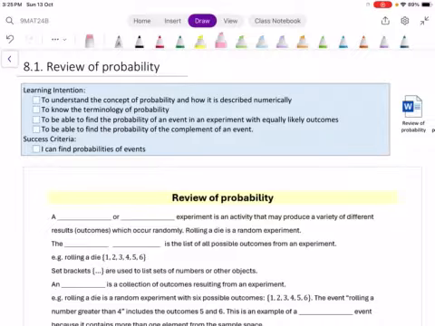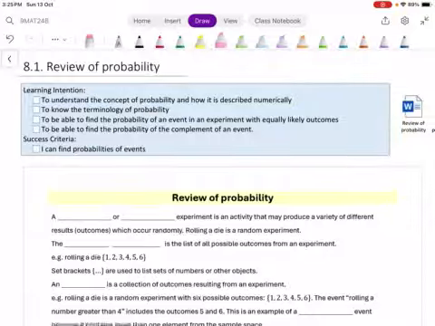So your learning intentions today are to understand the concept of probability and how it's described numerically, to know the terminology of probability, to be able to find the probability of an event in an experiment with equally likely outcomes, and to be able to find the probability of a complement of an event. You'll feel successful today when you can find probabilities of events.